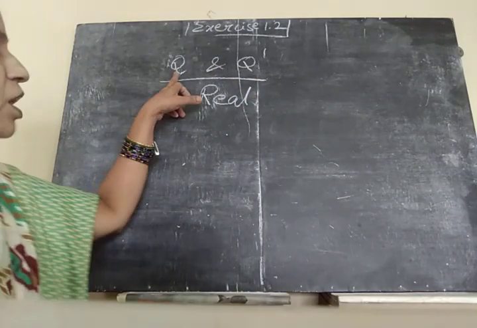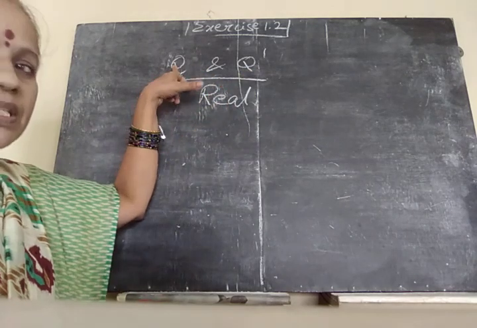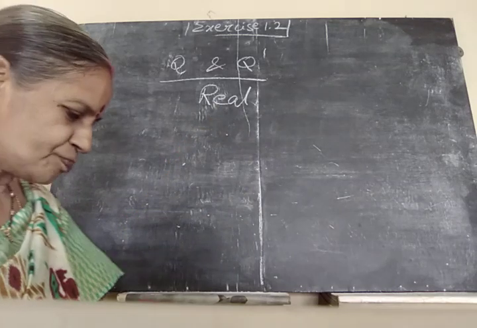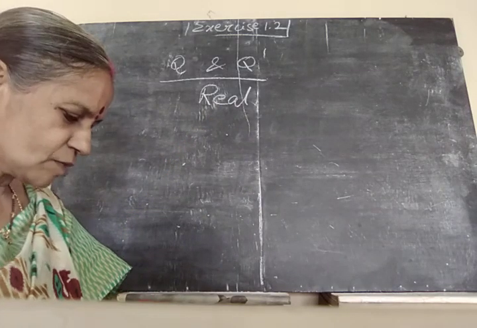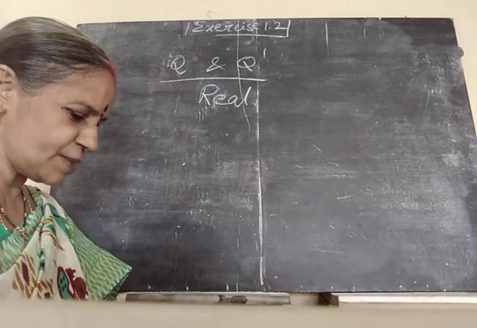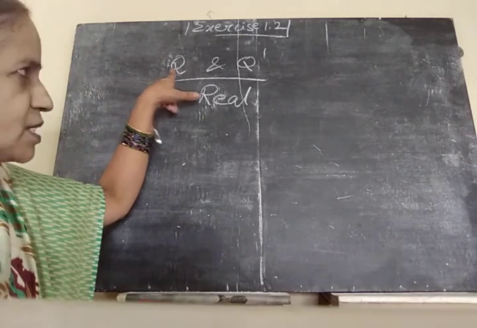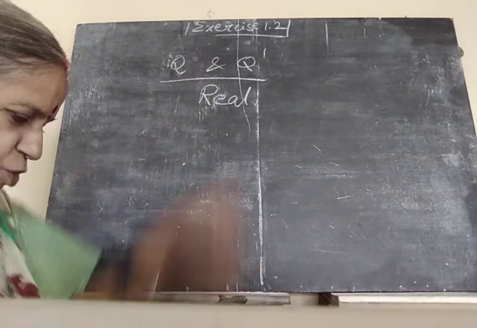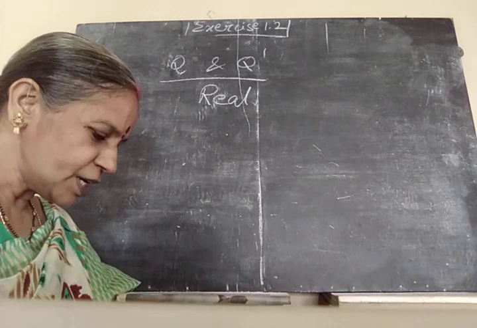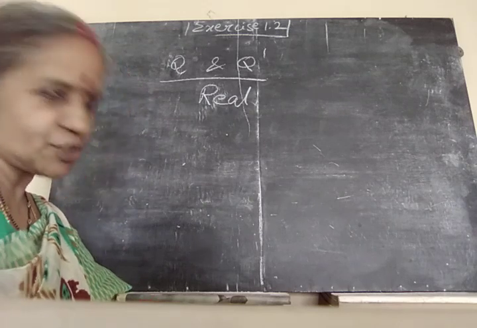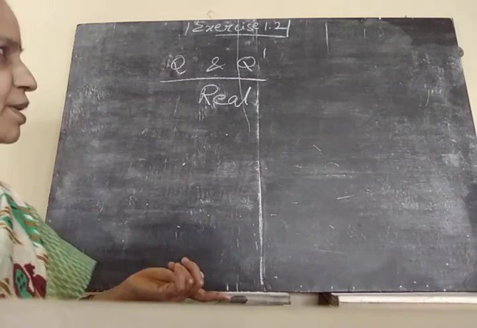So all the irrational numbers are real numbers. All the rational numbers are real numbers. So every irrational number is a real number, true. And the second one, every rational number is a real number. Yes. All the rational numbers are also real numbers. So the second one is also true. And the third one, every real number need not be a rational number. Yes, true.